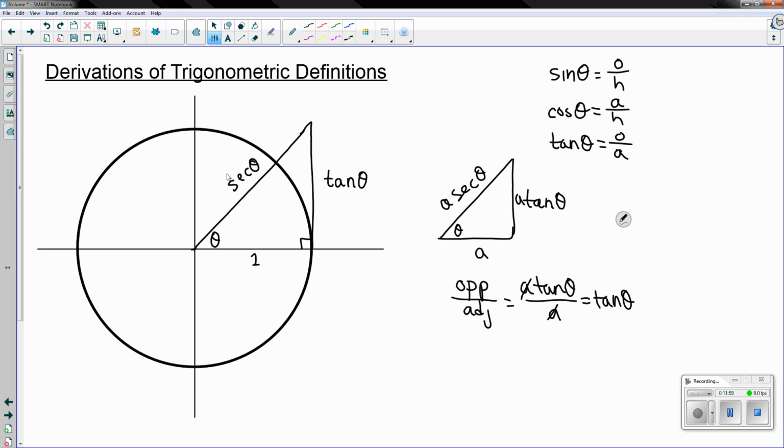What about the secant? Well, if I take the hypotenuse and divide it by the adjacent, we'll get those constant values a, or that scale factor a, to cancel, and that will get us our secant back. So secant is going to be hypotenuse over adjacent.